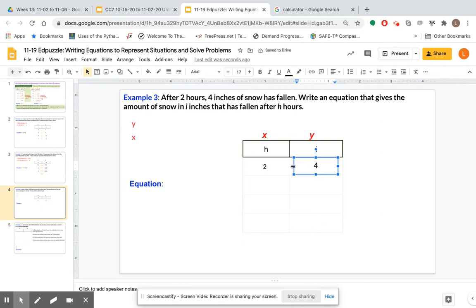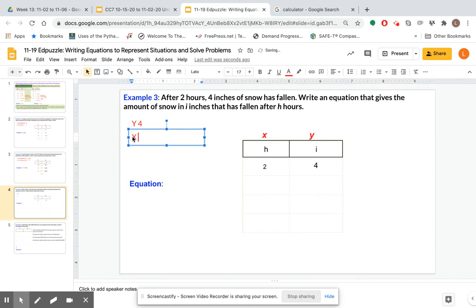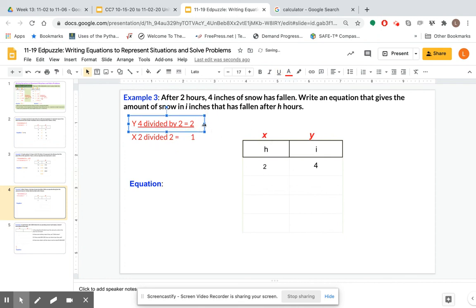We want to find the constant of proportionality. So we're going to take our Y value, just like we did last time, and divide that by our X value. To find the unit rate, you're going to divide by the bottom number, which is always going to be X. So 2 divided by 2 is equal to 1, and 4 divided by 2 is equal to 2. And here's what that's saying: 2 inches of snow fell in 1 hour, because remember, Y stands for inches, X stands for hours.